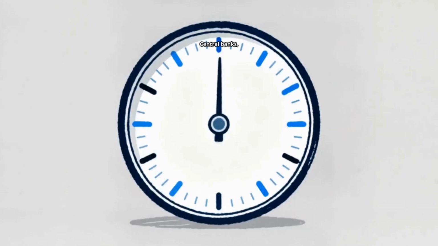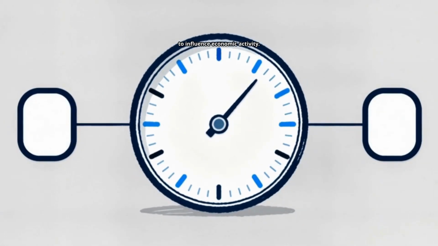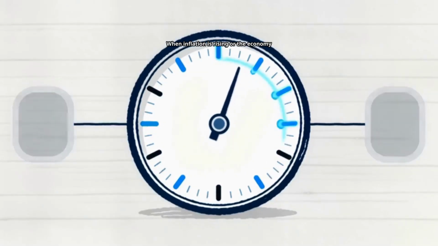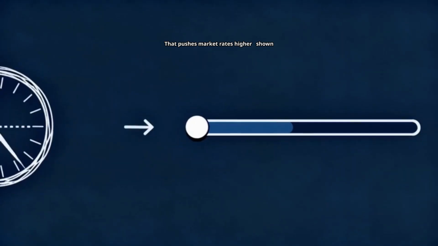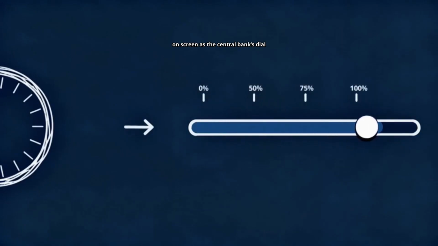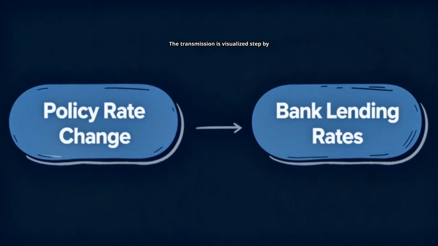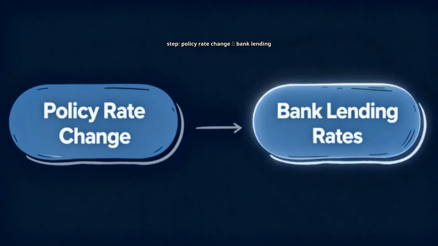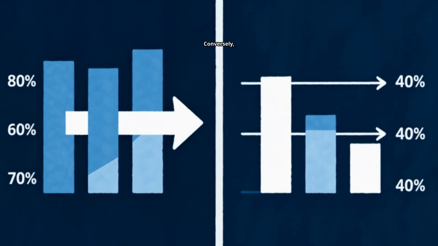Central banks, like the Federal Reserve, intentionally change key policy rates to influence economic activity. When inflation is rising or the economy is overheating, they raise the policy rate. That pushes market rates higher, shown on screen as the central bank's dial nudging the global rate slider, which raises mortgage, loan, and credit rates. The transmission is visualized step by step. Policy rate change, bank lending rates adjust, consumer and business borrowing costs change. Spending responds. Conversely, lowering rates makes borrowing cheaper and tends to boost spending.